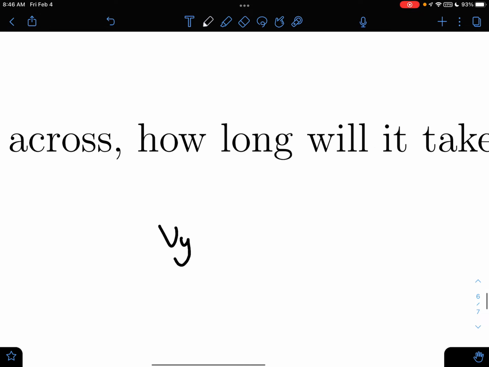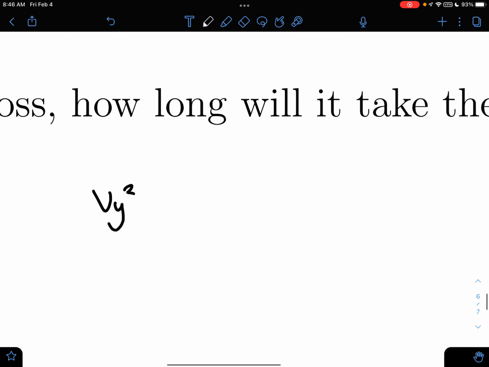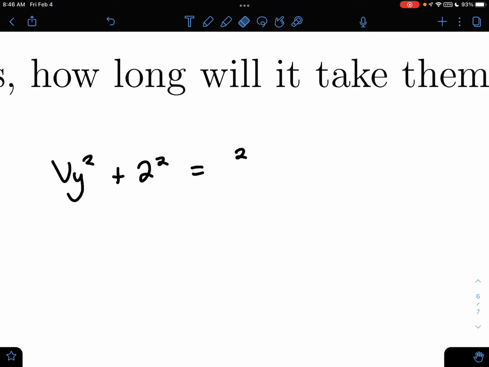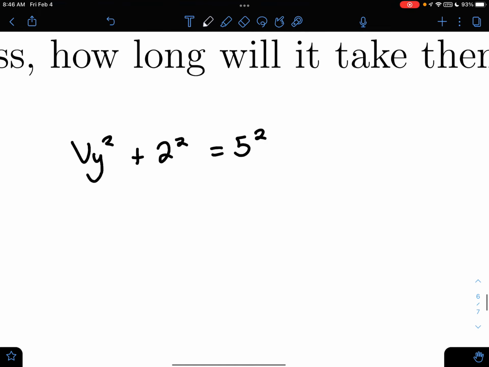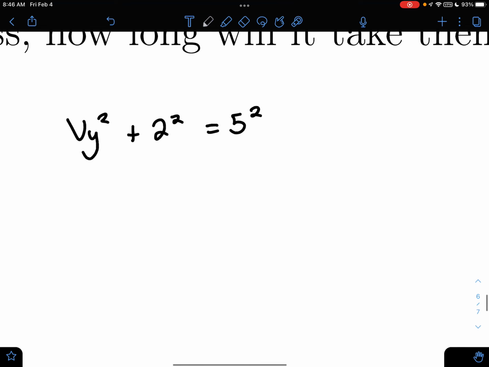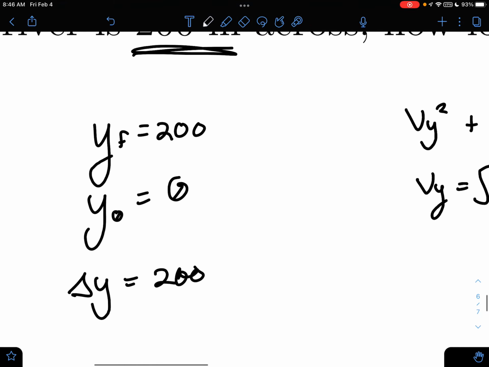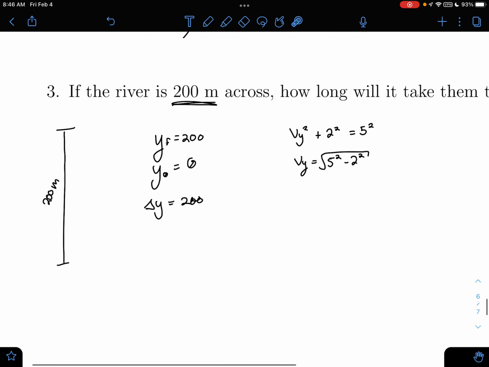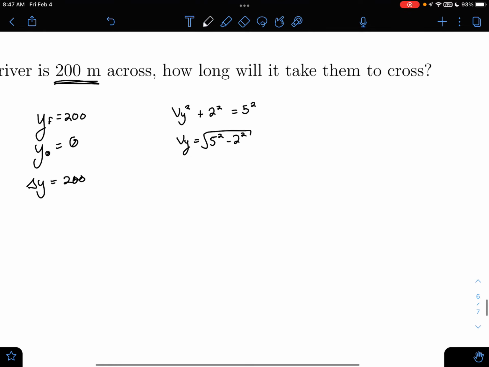So we're going to get Vy squared, leg of a triangle, plus 2 squared, our other leg, is going to be 5 squared, right? So if we're solving for Vy, it's going to be 5 squared minus 2 squared, and we take the square root to get our velocity going in the direction we're trying to find out, right? Because if we have how far we're going and how fast we're traveling, we can find our time pretty easily, right?